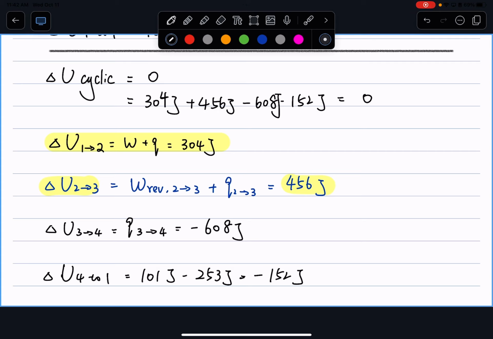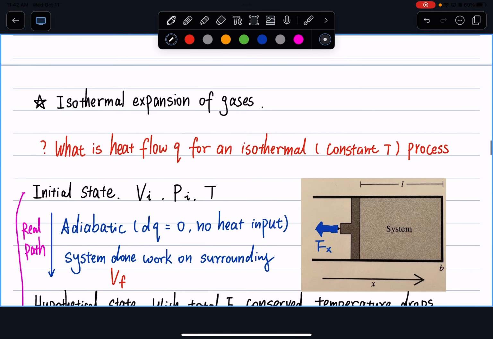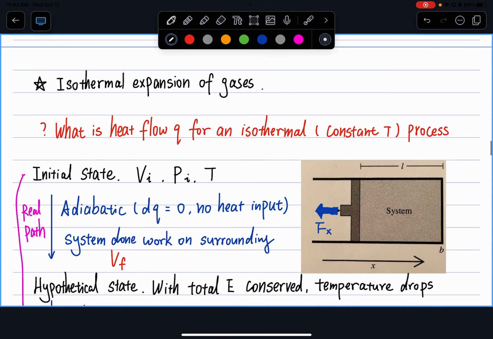Okay. And let's move on to talk about a special case, which is an isothermal expansion of gases. This one is a little bit of an extra, and I want to use it as an example to emphasize the difference between heat and temperature. We mentioned a lot, when talking about heat, the heat being transferred between the system and the surroundings, or vice versa. Now, heat is deeply related to temperature, but it's not the same as temperature.